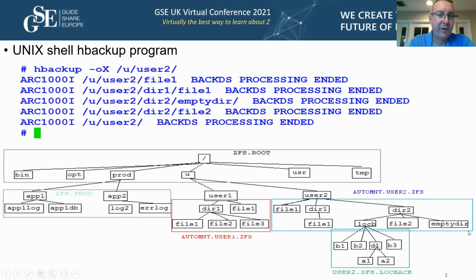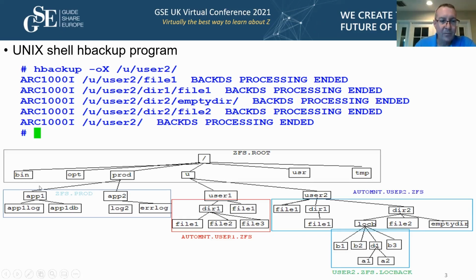So with the support, I shipped new Unix shell programs. I figured we're backing up Unix files, so we might as well be able to have a Unix program that backs up Unix files as well, instead of the existing operator commands and TSO commands. So here is showing this hbackup program with some options, the operator mode option and the recurse into subdirectories, but don't cross mount points, of the /u/user2 directory.